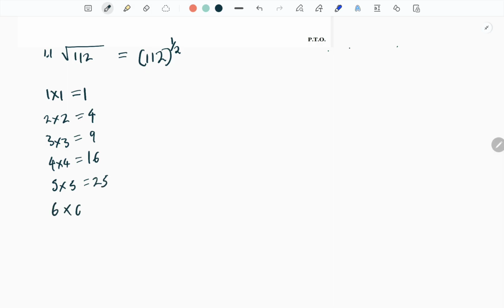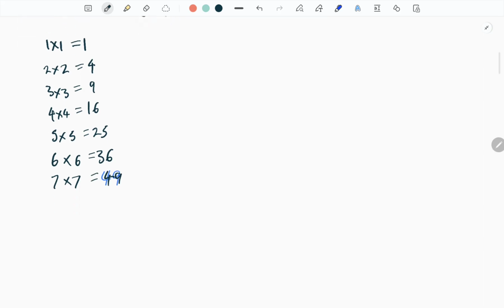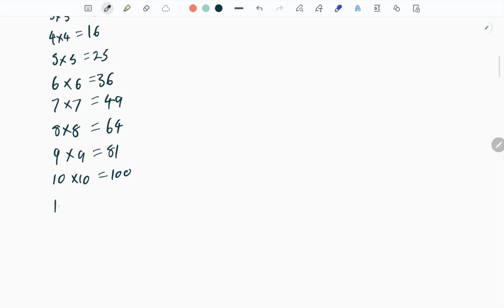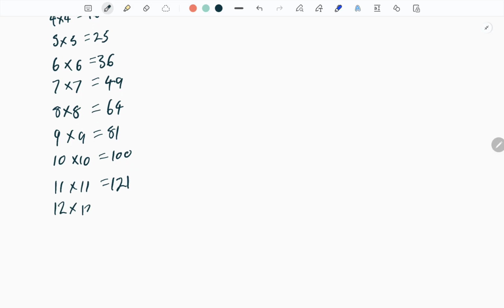Right? And then 6 times 6 is a perfect square, this is 36, and then 7 times 7 is 49, then 8 times 8 is 64, 9 times 9 is 81, 10 times 10 is also a perfect square, this is 100, and then 11 times 11 is a perfect square, 121. And then 12 times 12, which is 144.